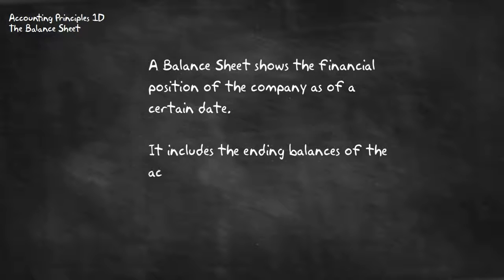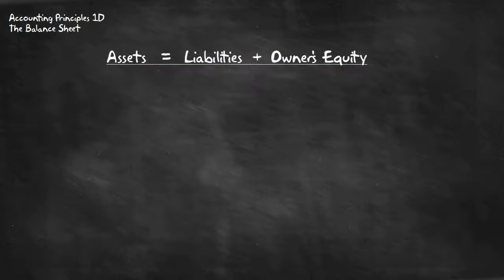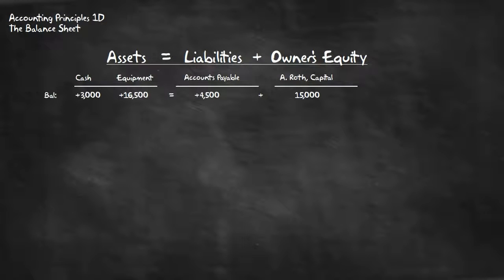It includes the ending balances of the accounts of the accounting equation and shows that the assets balance to liabilities and owner's equity. If you recall, the ending balances from the last video were $3,000 in cash, $16,500 in equipment, $4,500 in accounts payable liabilities, and $15,000 in the capital account, which is equity.